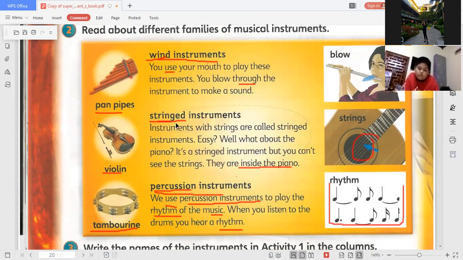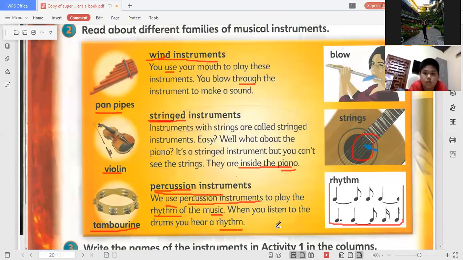Okay, when we say string instrument, what is a string instrument? The instrument is called string. Yes, of course, from the word string. String, like this one, like the guitar, right? It has strings like this. And a violin. A violin is a string instrument. And how about a piano? Yes, a piano is also a string instrument, because the strings are inside. It's just inside the piano. That's why.